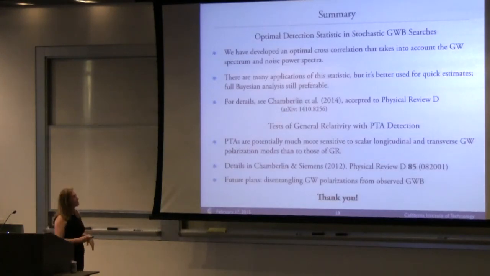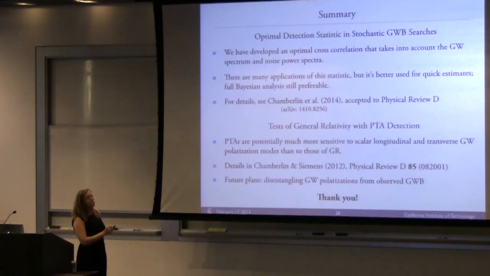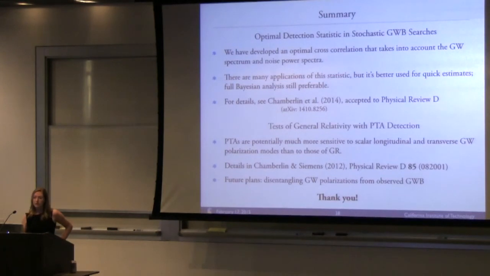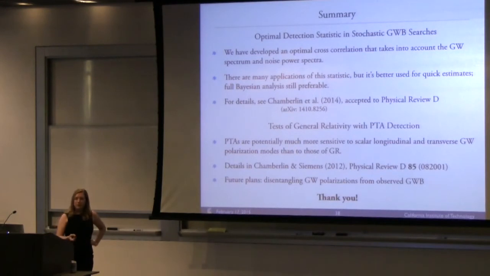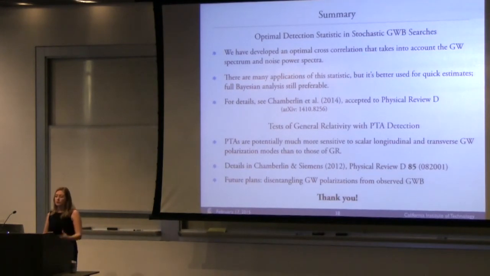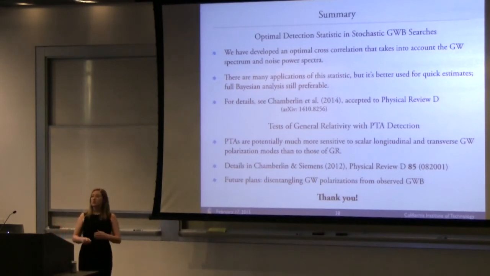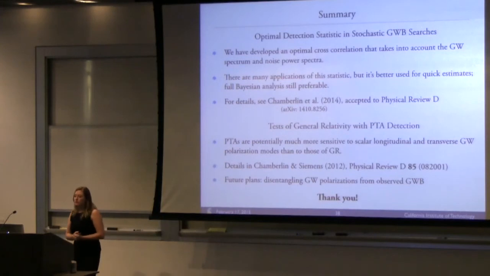Sort of summarize the two parts of my talk. In the first part, we talked about constructing an optimal detection statistic for stochastic gravitational wave background searches with pulsar timing arrays. To do this, we took an optimal cross-correlation that took into account a gravitational wave source spectrum and noise power spectra. There are lots of useful applications of the statistic, but it's really just a proxy for a full Bayesian analysis. If you want to see details, I strongly recommend the preprint that's on the arXiv.